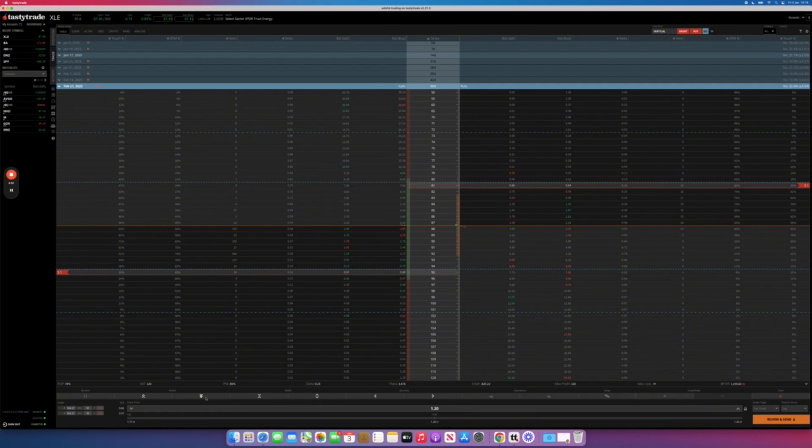Lots of percentages. So we're looking at probabilities of success between 74 and 85%. So very, very high probabilities of success here. We'll collect $120 upfront in premium, and our broker is going to require just over 1.1k in buying power.